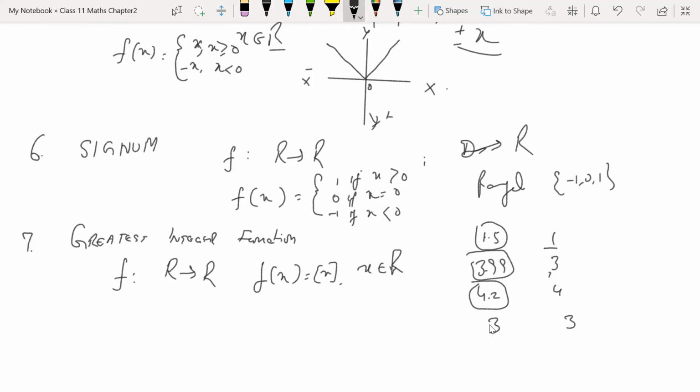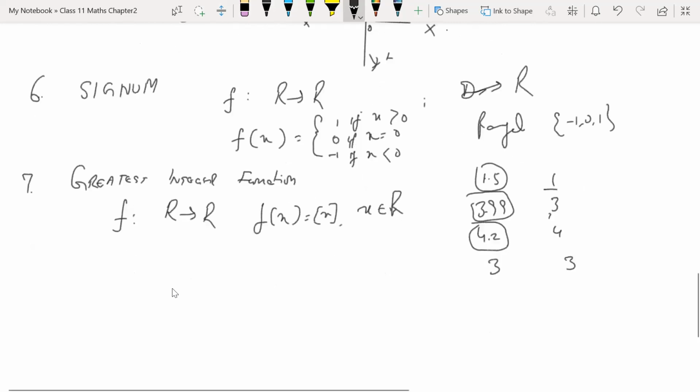I hope you understand all the functions very well. If you have any problem in any of the functions, please comment. Before going to the exercise, in the next class we will do the exercise. Let's discuss some more functions, that is the algebra of real functions. How real functions can be added, subtracted, multiplied, or divided.